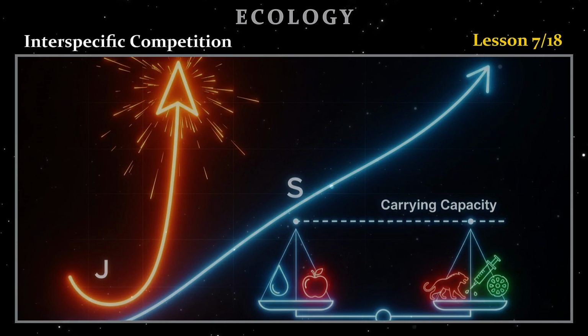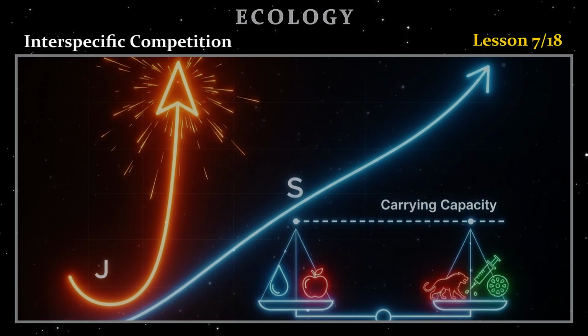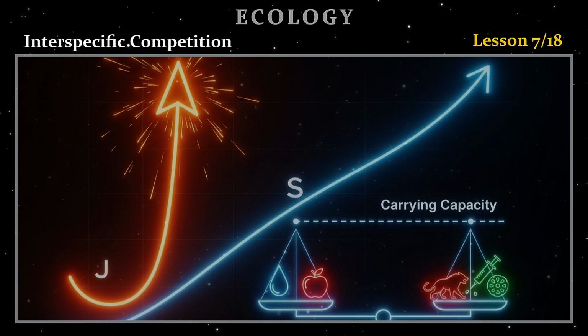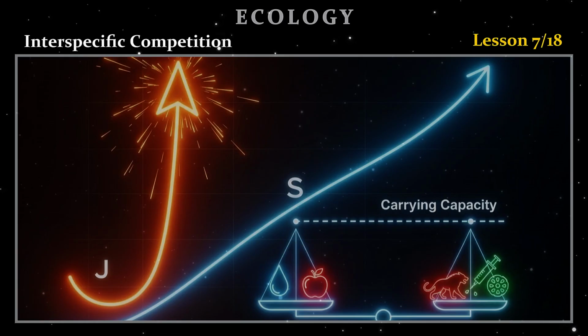Let us explore what actually stops the growth. What are the brakes on the car? We categorize these brakes into two types. First, there are density-dependent factors. These are problems that get worse as the crowd gets bigger. Think of disease. If 1,000 mice are packed into a small burrow, a virus spreads like wildfire. If those same mice are spread over 10 miles, the virus fades out.